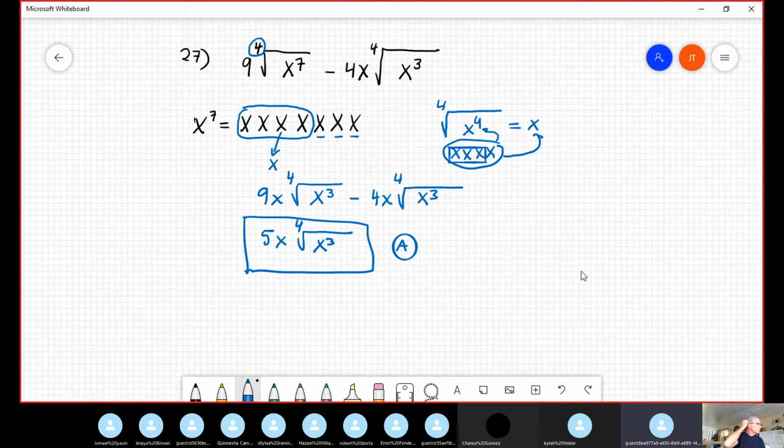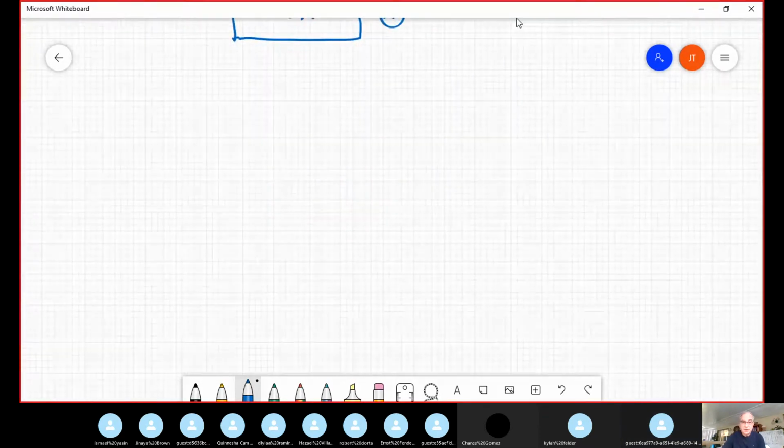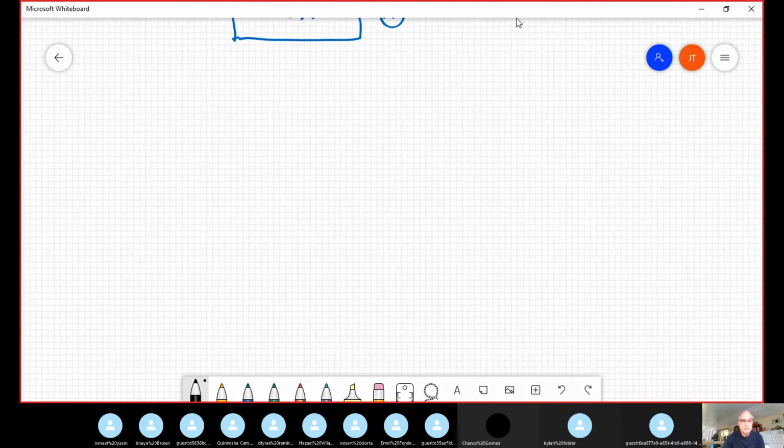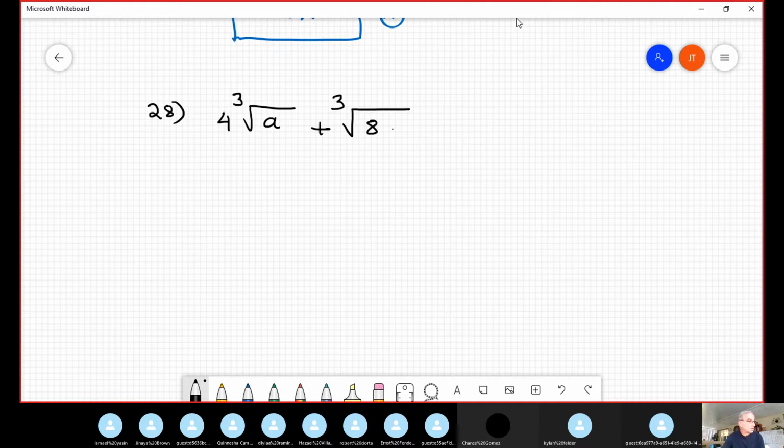Yes. Okay. Let's go to 28 now. 28 is 4 times cubic root of A plus cubic root of 8A. This is a little bit weird. Cubic root of A, we cannot do simplification. Okay, exactly like that.